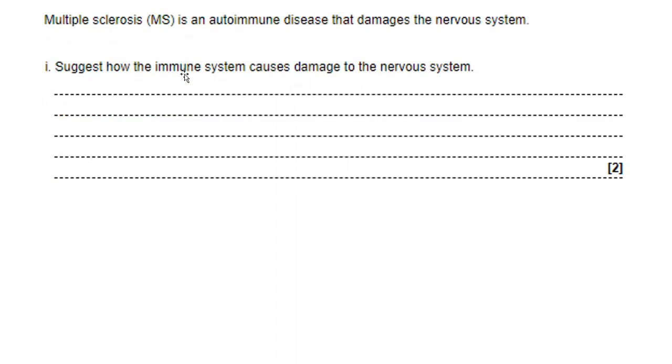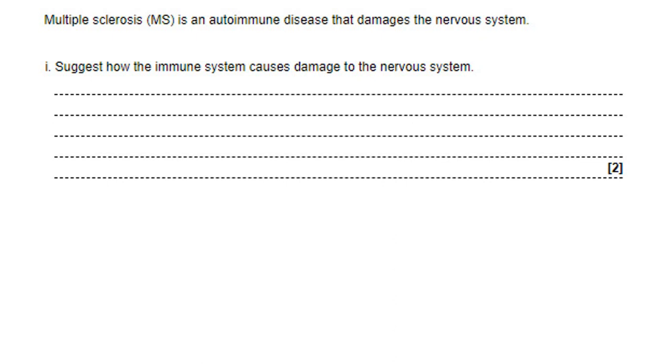Multiple sclerosis, MS, is an autoimmune disease that damages the nervous system. Suggest how the immune system causes damage to the nervous system. So this links you back to chapter 12. Okay, so it's really important that we think about the immune system with this answer, because it hasn't asked for any of the structure or function of Schwann cells at the moment. It's looking at how does it cause damage to the nervous system.